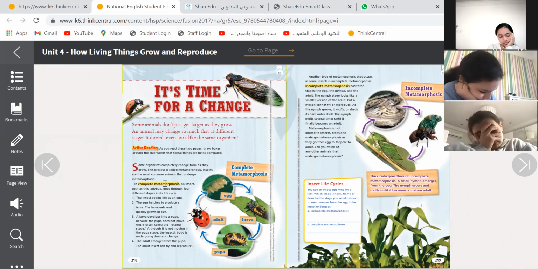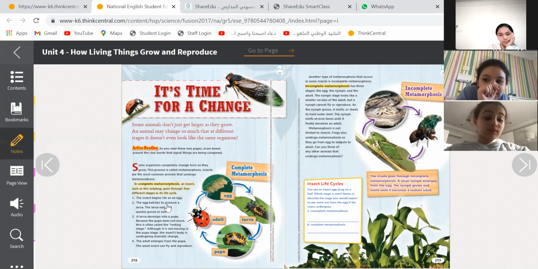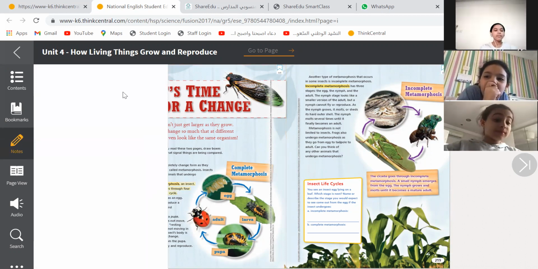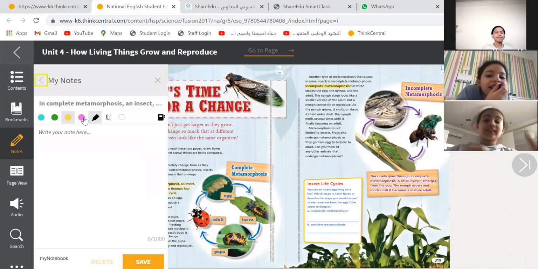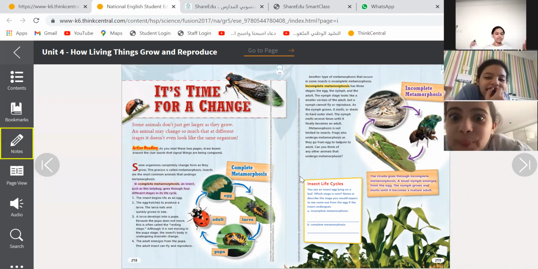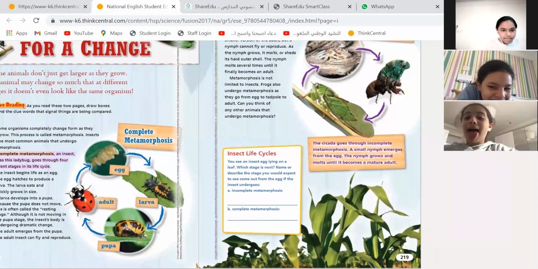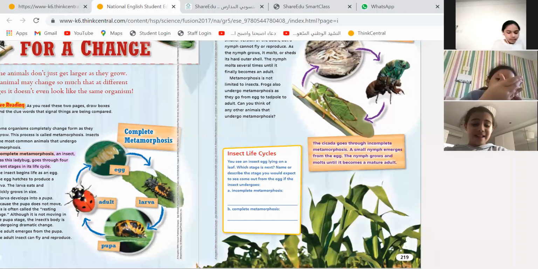So in a complete metamorphosis, an insect such as this ladybug goes through 4 different stages. Are you underlining with me whenever I am highlighting, girls? You must, you have to. Very good, very good. These are the complete metamorphoses, very different from one another, okay?